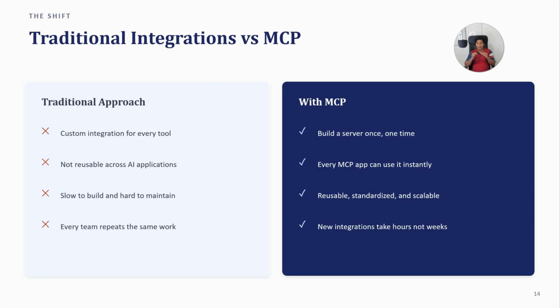Let us quickly compare how things used to be done with traditional APIs. With a traditional approach, every AI application needed a custom integration, and that was for every single tool. It was not reusable, it was slow to build, and it was hard to maintain. With MCP, a tool builder writes one server one time. Every single AI application that supports MCP can now use that server instantly. It is reusable, it is standardized, and it scales much better. This is really the same shift we saw when USB-C replaced dozens of proprietary chargers.